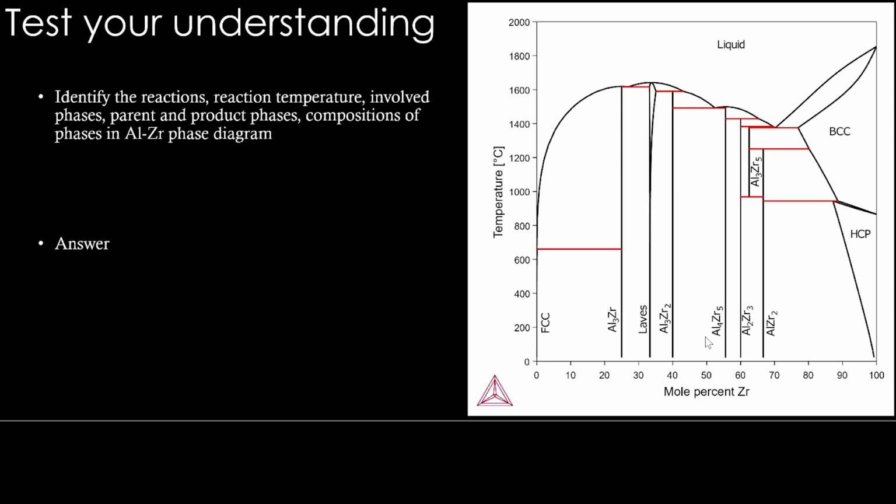Now test your understanding with this. Identify the reactions, reaction temperature, involved phases, parent and product phases in a reaction, and compositions of phases in the AlZr phase diagram. So this is an AlZr phase diagram given here, with multiple intermetallic phases. All these red horizontal lines are reactions. Take your time, try to identify them.